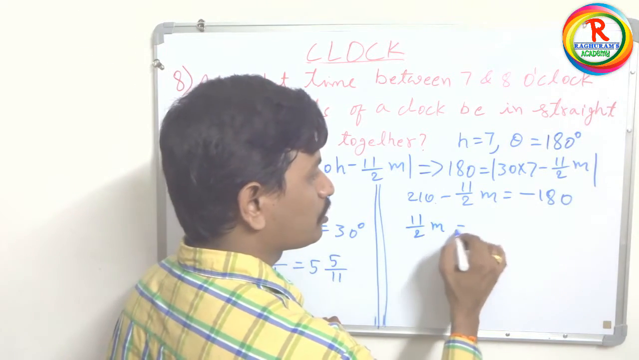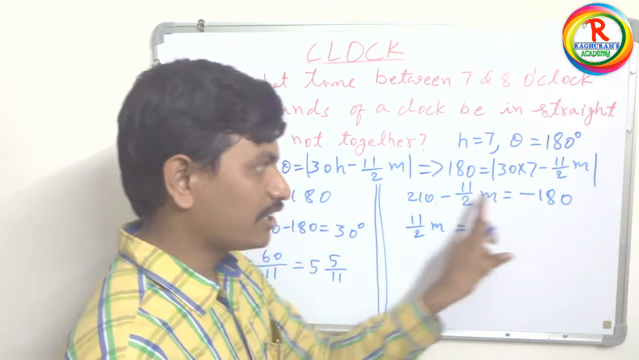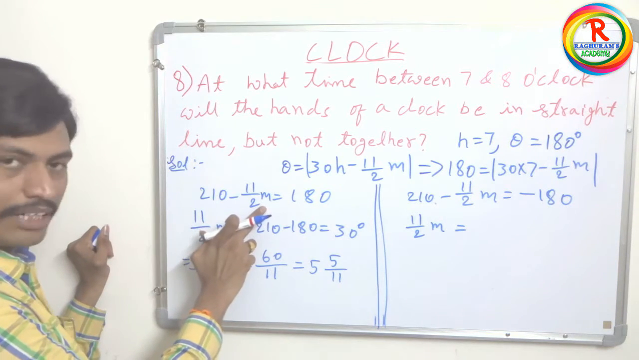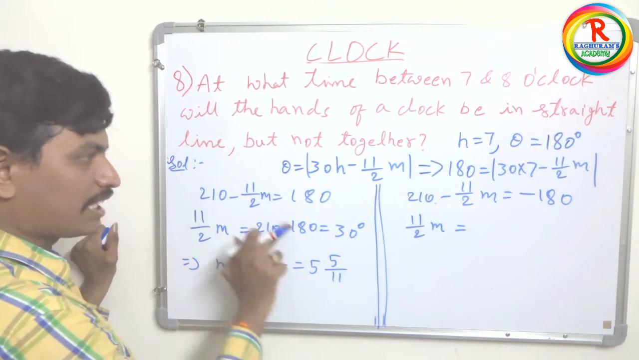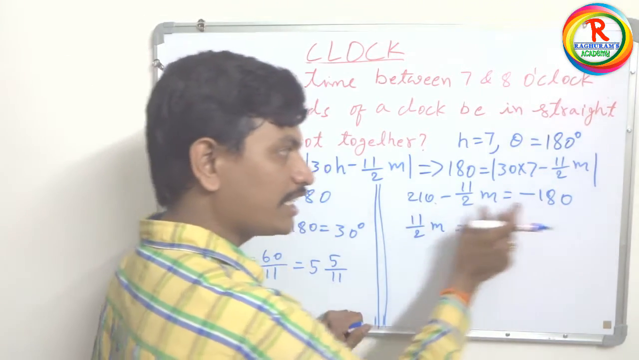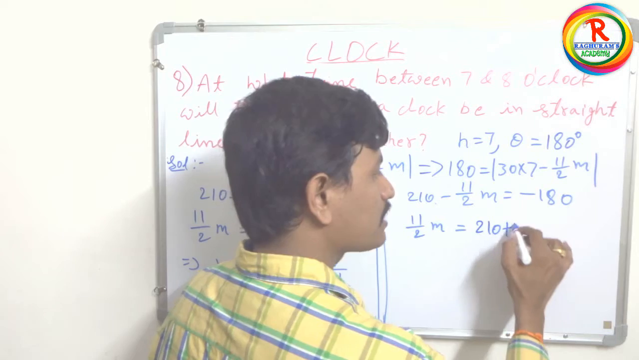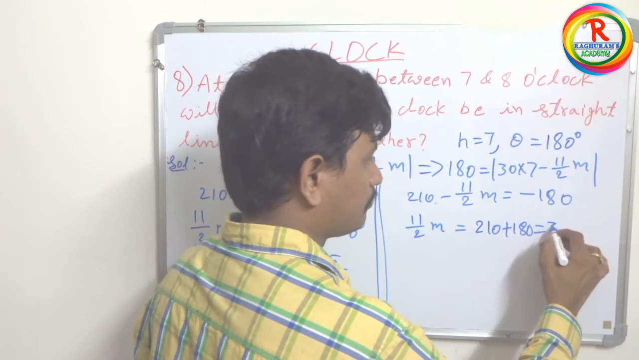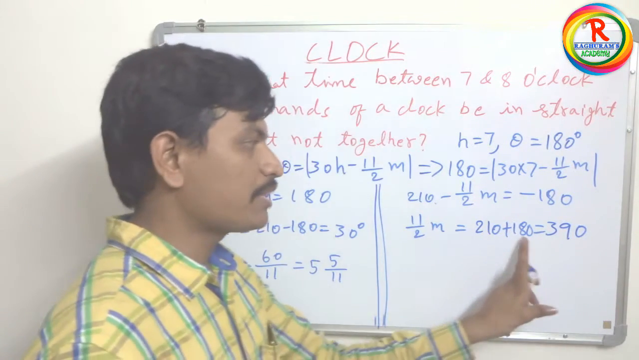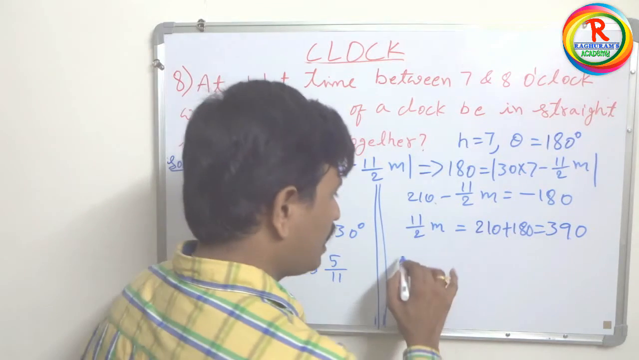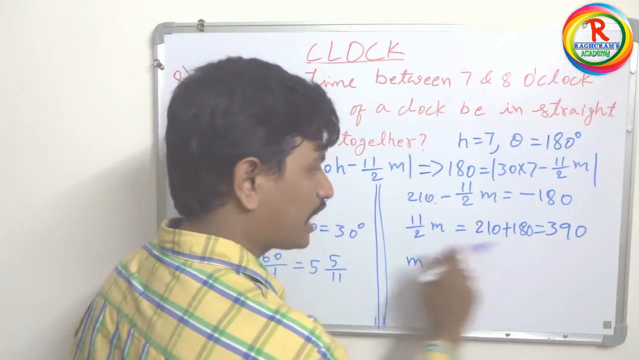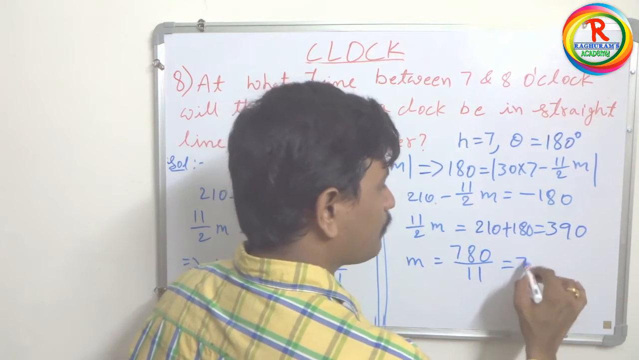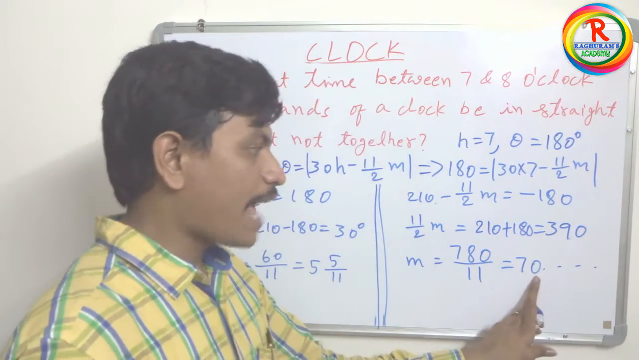Now for the other case, 11 by 2 m is equal to: I take this to the right hand side and minus 180 to the left hand side. So 210 plus 180 is 390. 11 by 2 m is equal to 390. So m is equal to 390 into 2, which is 780 by 11. It will be 70 point something, so it is above 60.